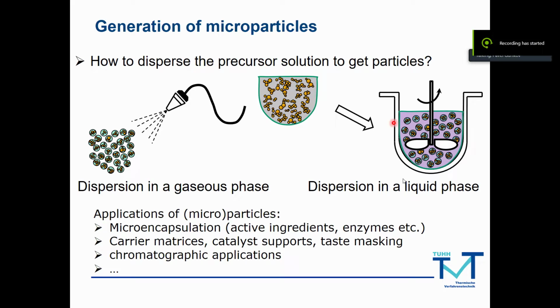All will be centered around micron scale. And I would like to begin with a very simple consideration. Suppose we have a solution and we want to have small particles out of this. Basically, what kind of options do we have?